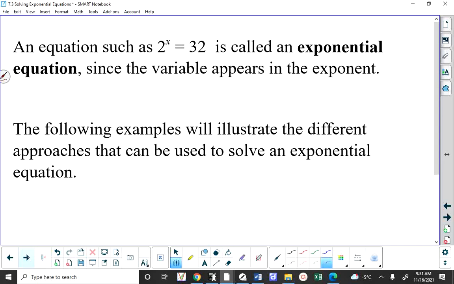So just put your calculators down for a second, please, and pay attention. We have 2 to the x equals 32. That's not a difficult equation to solve. And I know what some of you were doing. You were trying to figure out what x was, and it turns out x is 5.